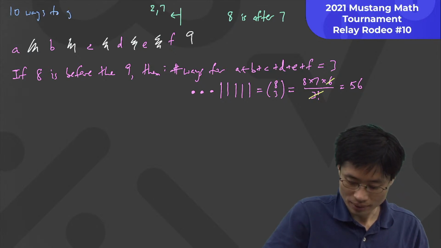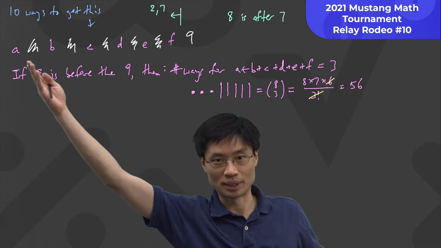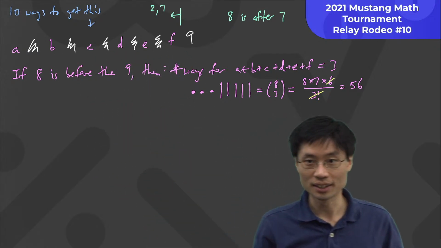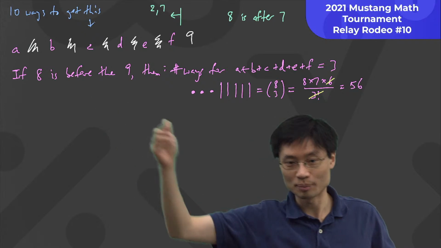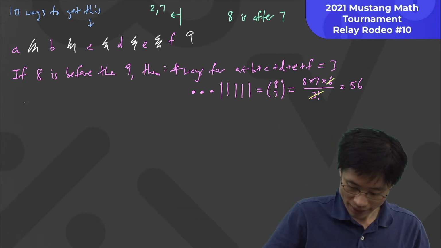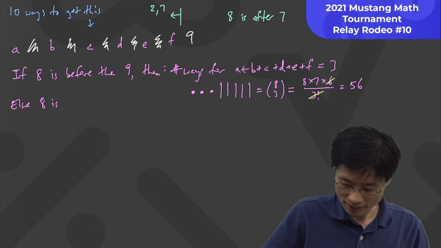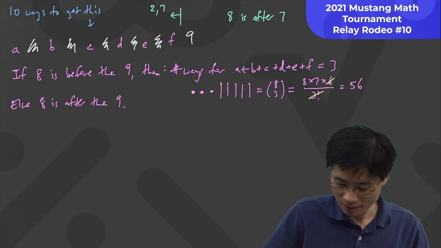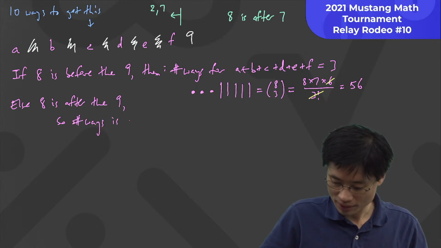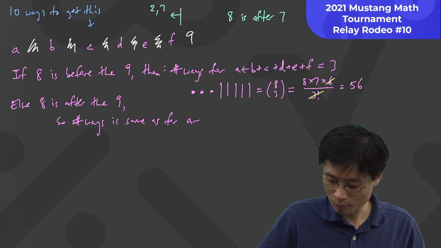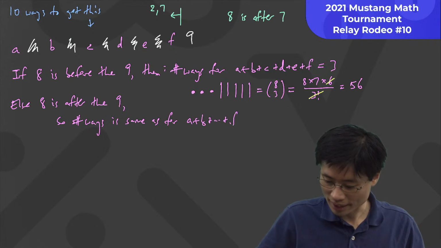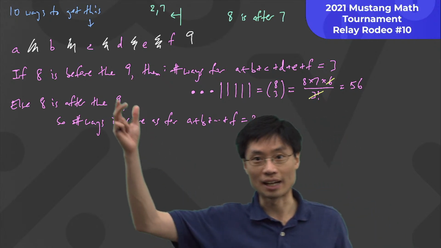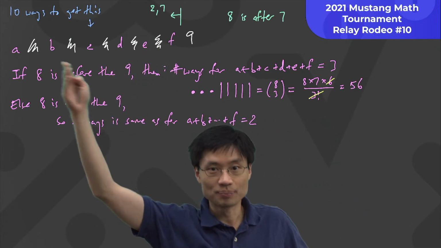So there were 10 ways to get this particular picture where I have all of these blocks before the 9. But there's another possibility. The 8 comes after the 9. Else, 8 is after the 9. So the number of ways is same as for A plus B plus all the way to F to be 2. Because now I need to have that the 2 and the 7 live here, and then the 8 lives at the end.